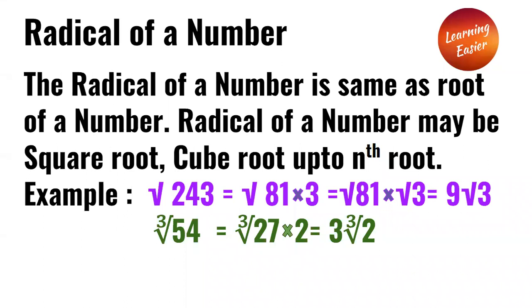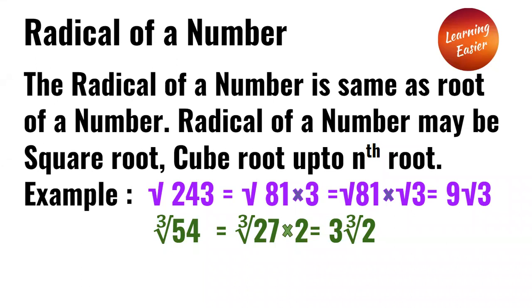Radical of a number. The radical of a number is the same as the root of a number. Radical of a number may be square root, cube root, up to the nth root. So it can be any number.